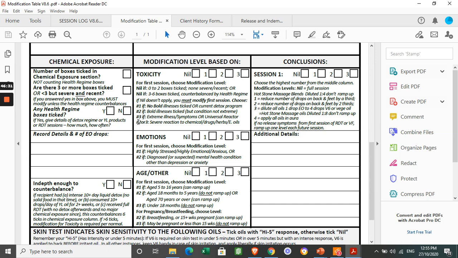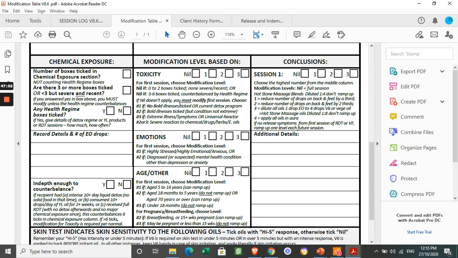And then also we have a number 2 or 3 level for severe reaction to chemicals, drugs, herbs and essential oils. Now remember that was part of our safety questions. All right, so then we're making this decision that she's a level 2 here. Now Amanda Jones is just an example, but the point I'm trying to make is this. From this information, we will then draw a conclusion in just a moment.